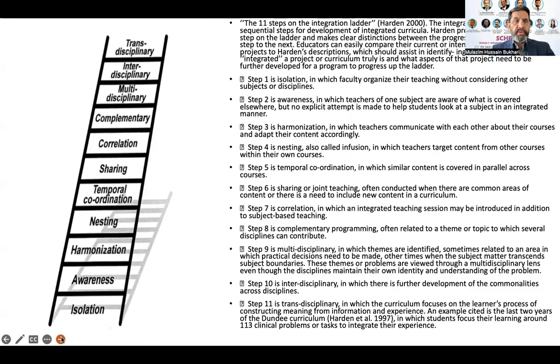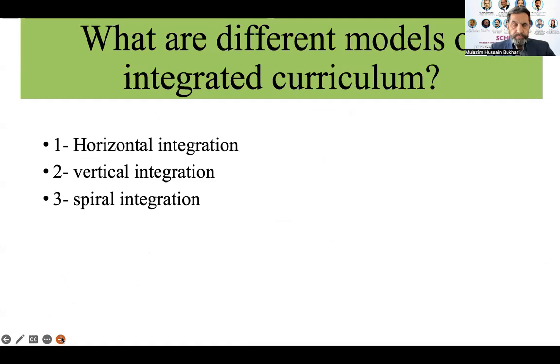Because there are different taxonomies. Some people say let's make a curriculum based on how to make learning for the students, while Bloom says what the students learn. That is why it is very, very important. In integration, there are three very important models: the horizontal model, the vertical model, and the spiral model. In Azad Jammu Kashmir Medical College, we are running the spiral model.